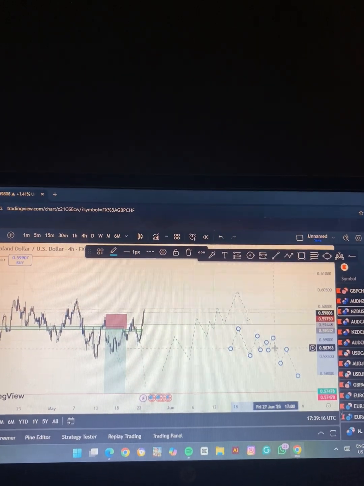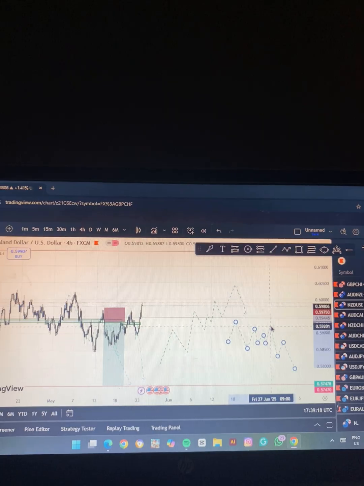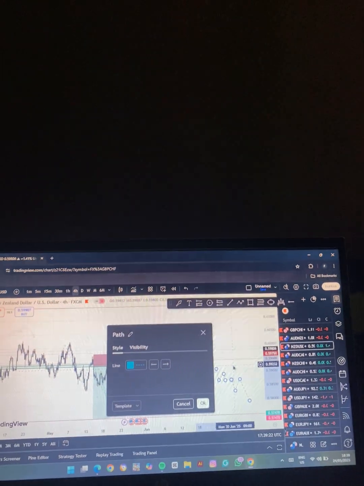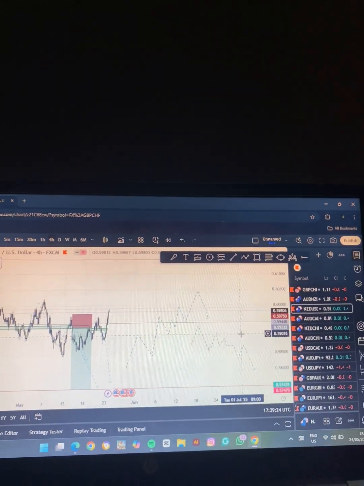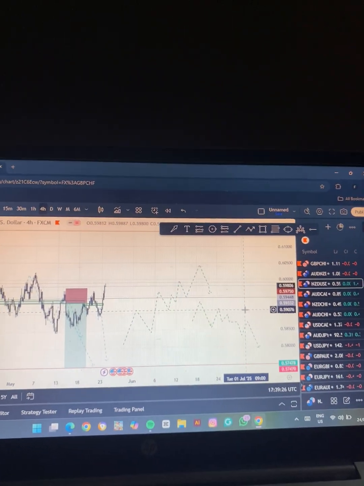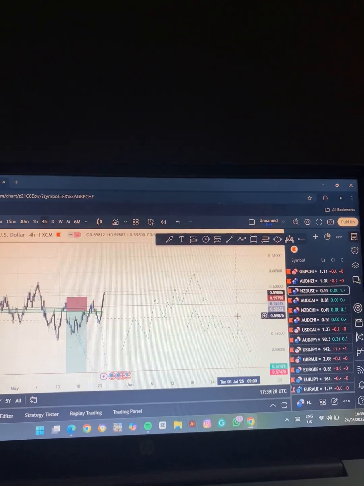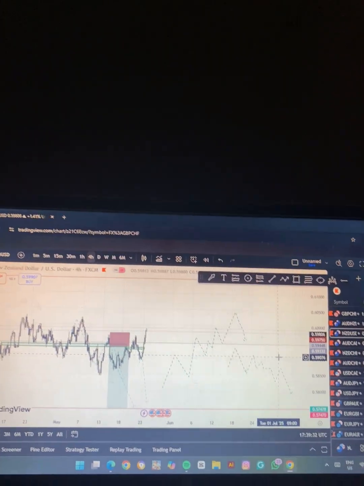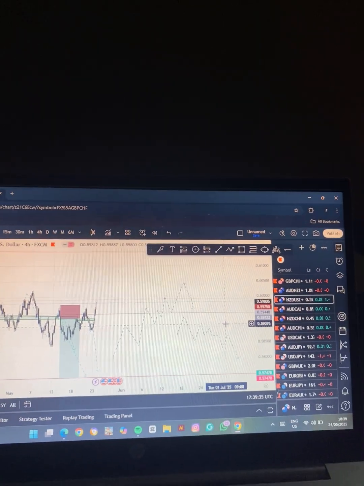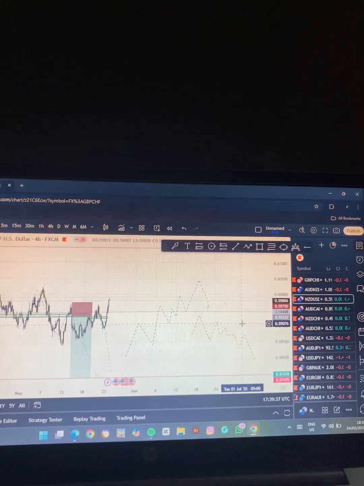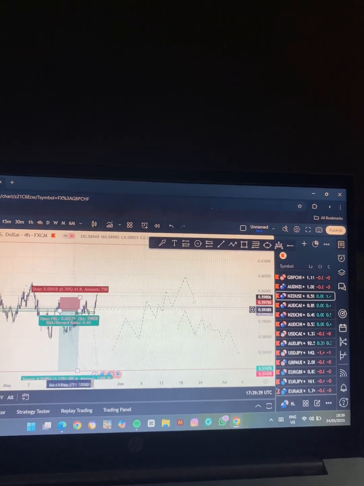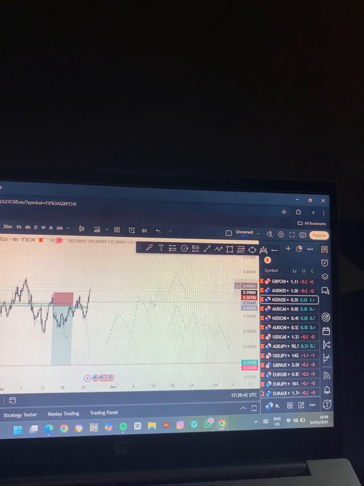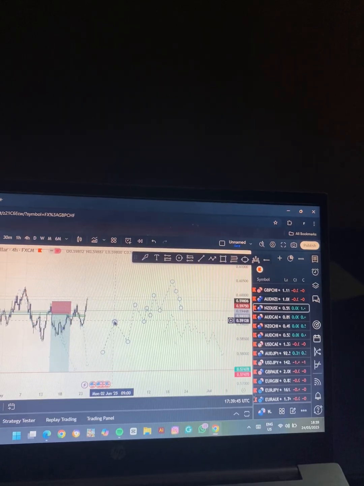Unless you see a break of structure, then okay, you might start looking for buys. But even if you see the break of structure, you still go down to lower time frames for a confirmatory entry, because the market doesn't really care. It's not predictable. So around here, we saw this double top, okay, break of structure.